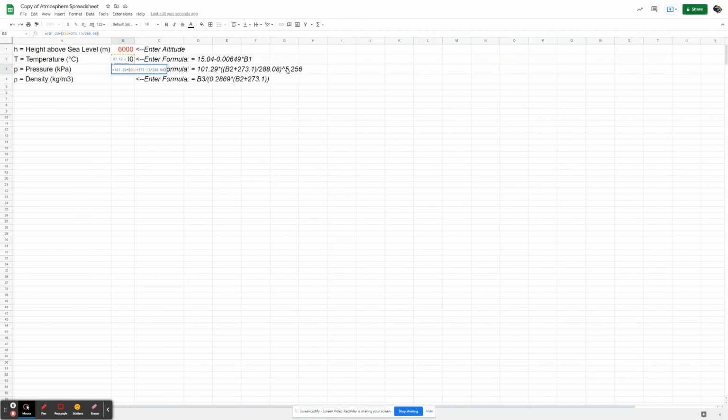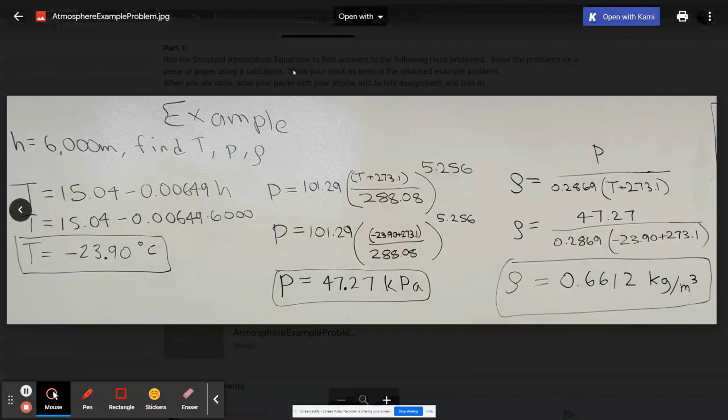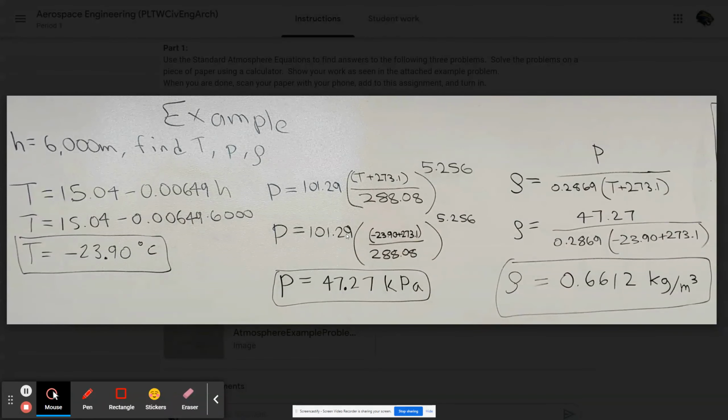This character here is called a caret, C-A-R-E-T. It means take it to a power. So you want to use the caret. It's the 6 key. You hold shift and hit the 6 key, and it's a strange power, 5.256. And then you can hit enter, and you got 47.27. And then we'll go back and check our example. There it is, 47.27. So we know that we're on track.